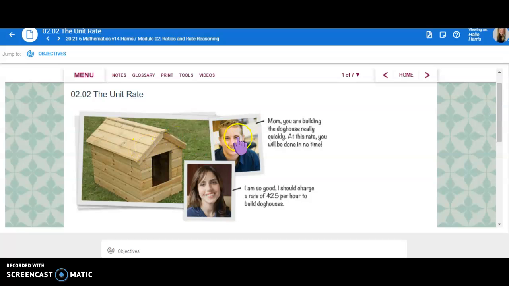We have a doghouse and we have two people here. He is saying, Mom, you are building the doghouse really quickly. At this rate, you will be done in no time. She says, I am so good I should charge a rate of $25 per hour to build doghouses.